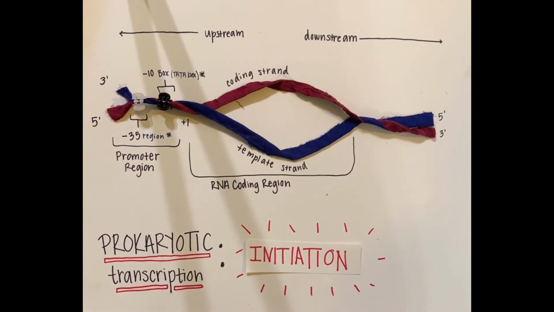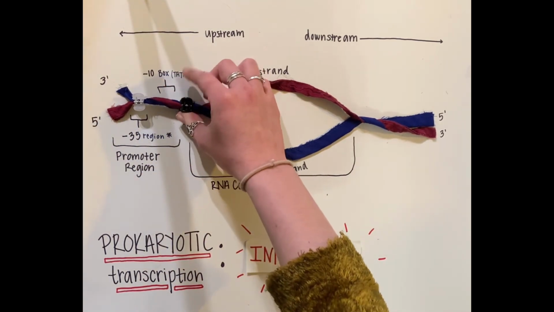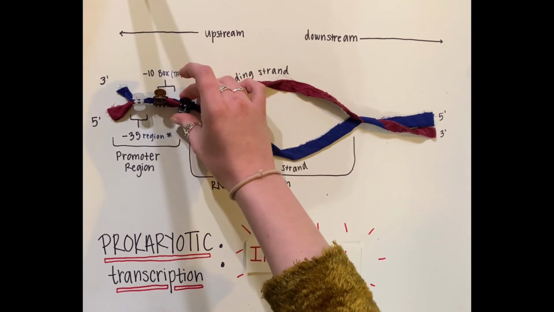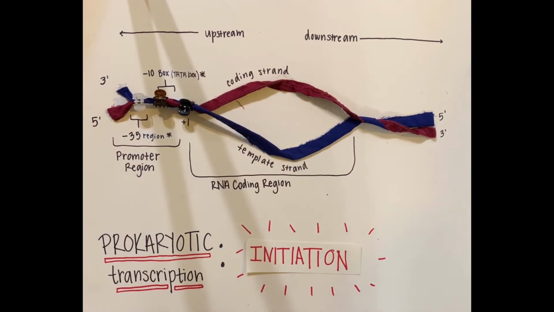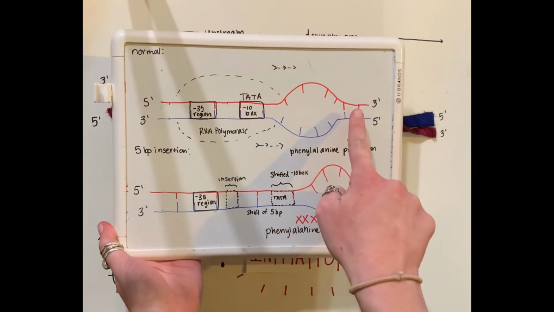Now, what if there is an insertion, specifically a 5 base pair insertion, in the promoter region between the -35 region and the -10 box? We have already discussed the mechanisms that are essential in the initiation process, and now we will hypothesize how this insertion will affect gene production.